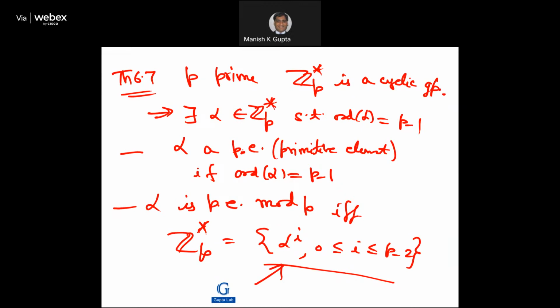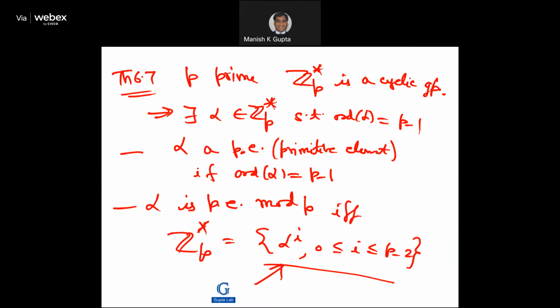Again, if P is a prime number, ZP star is a cyclic group. So that means if you look at Z3 star, it's a cyclic group. Z5 star is a cyclic group. So you can just make the table and see. Cyclic group means you can find a generator for it, right?